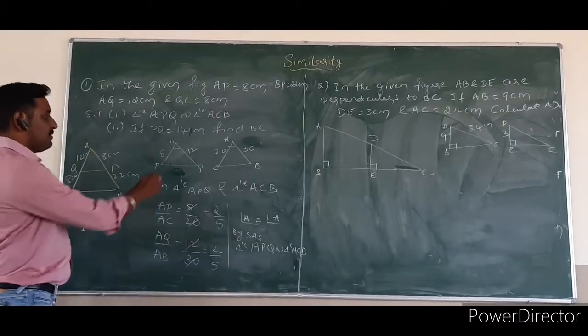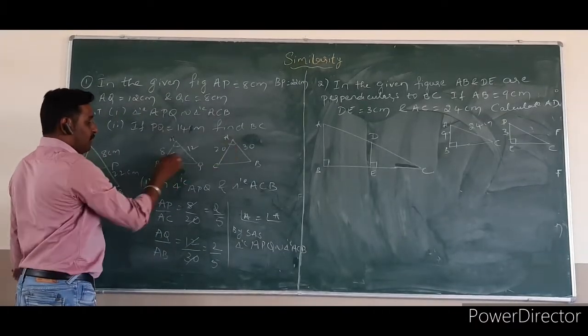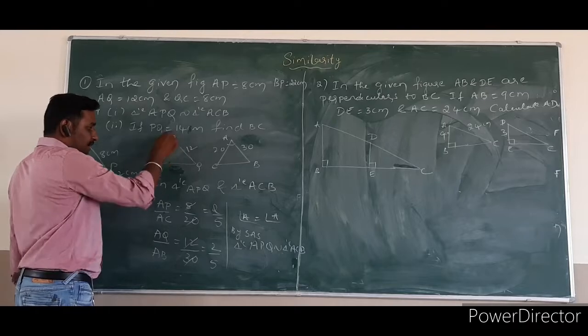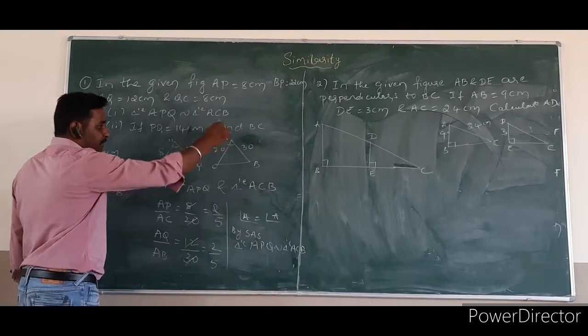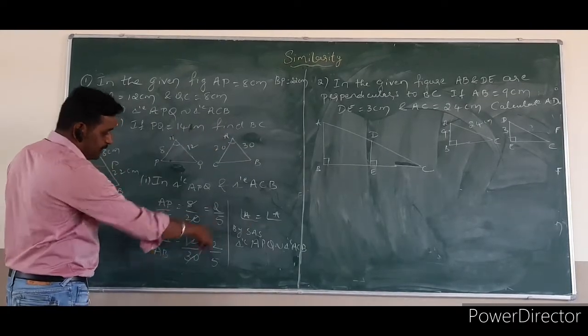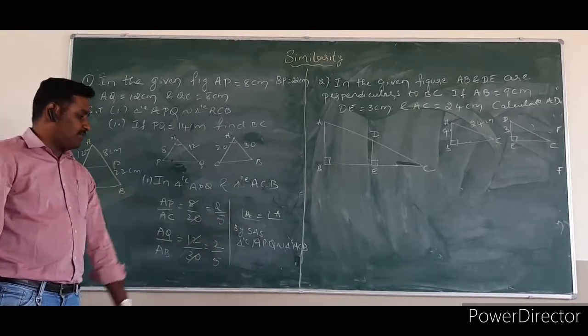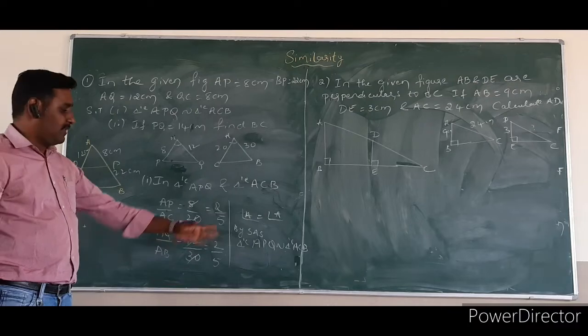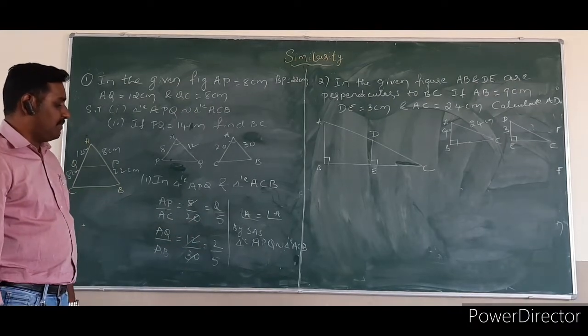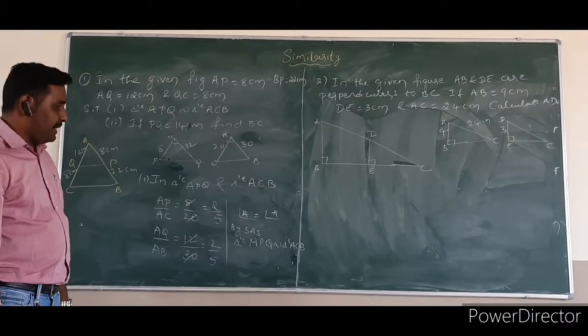So look at here, this angle included. So included sides are AP divided by AC, AQ divided by AB, are equal proportionally. Lengths of the ratio are equal. So that's why, by SAS postulate or SAS test, we can say easily APQ is similar to triangle ACB.